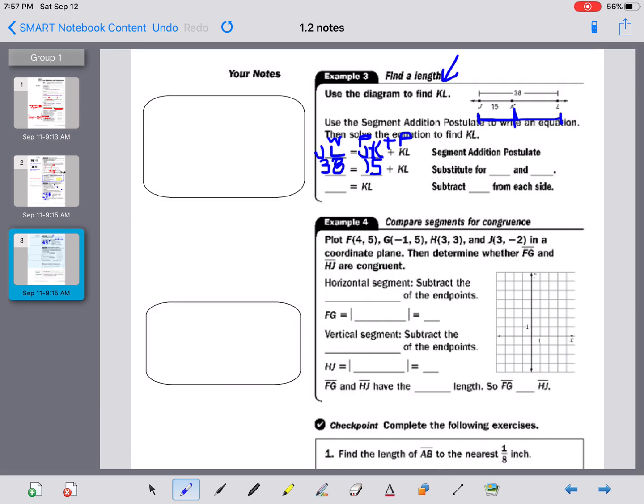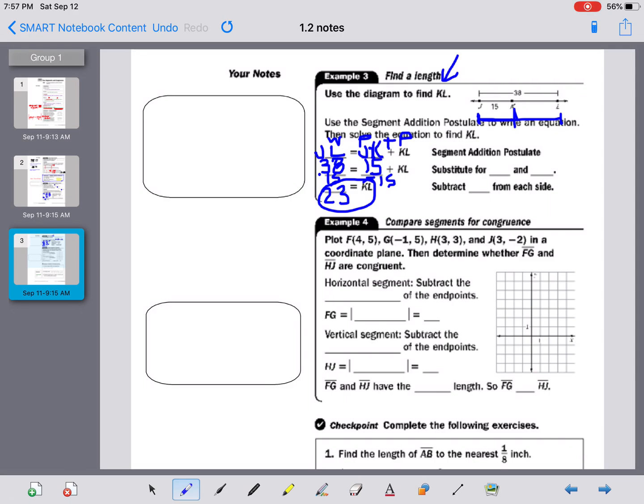So when I look at my math equation, I say, how can I get KL by itself? Well, it looks like 15 is being added to it, so I could subtract 15, the opposite, and 38 minus 15 is going to be 23. So KL has a length of 23. It asked me for the length, and I know that because there was no line above it. They asked me for a number, and I was able to find that using some subtraction.